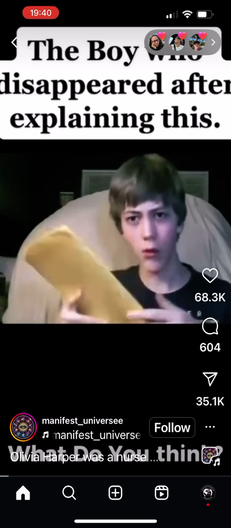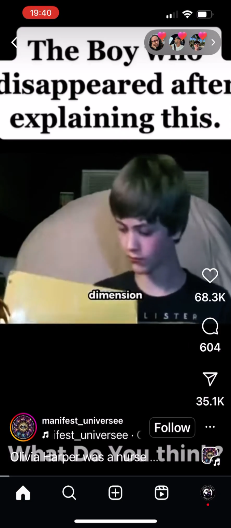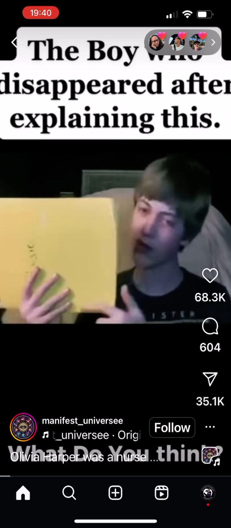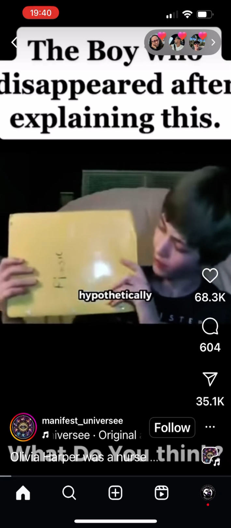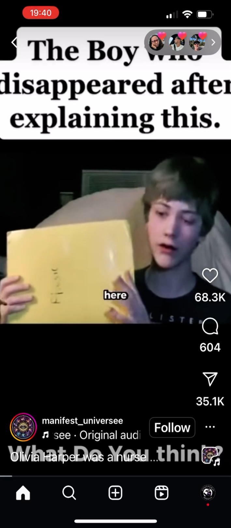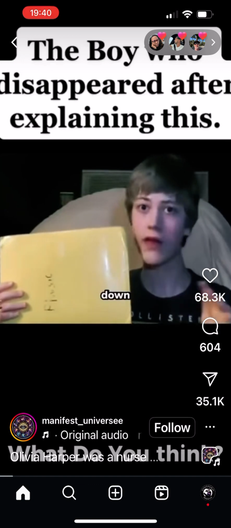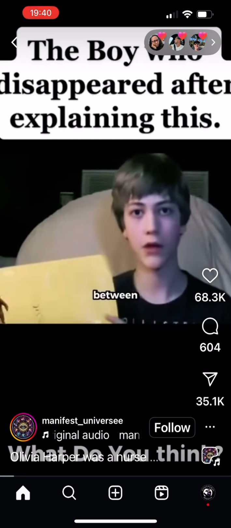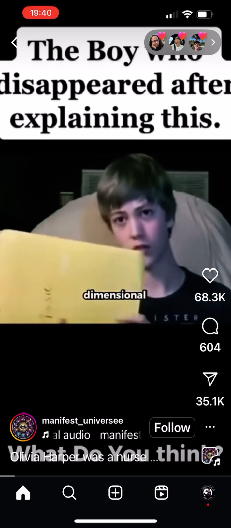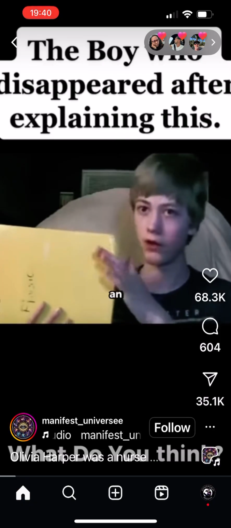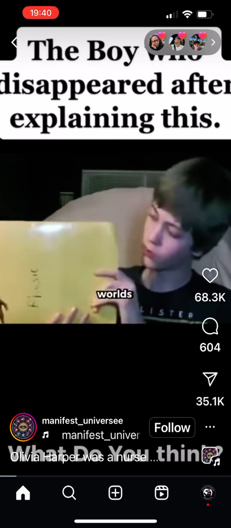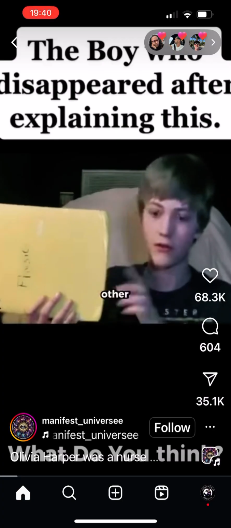Now, if we go to the second dimension, we have two dimensions. We have width and we have length. So hypothetically, if an organism lived inside of here, then it would be able to move up, down, left, right, and anywhere else in between. And a two-dimensional world is comprised of an infinite series of one-dimensional worlds stacked upon each other.